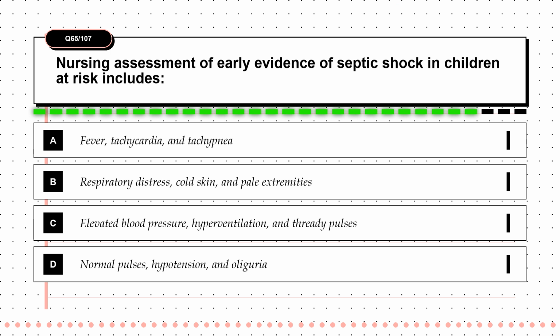Question 65. Nursing assessment of early evidence of septic shock in children at risk includes... Here are the options. Option A. Fever, tachycardia, and tachypnea. Option B. Respiratory distress, cold skin, and pale extremities. Option C. Elevated blood pressure, hyperventilation, and thready pulses. Option D. Normal pulses, hypotension, and oliguria.